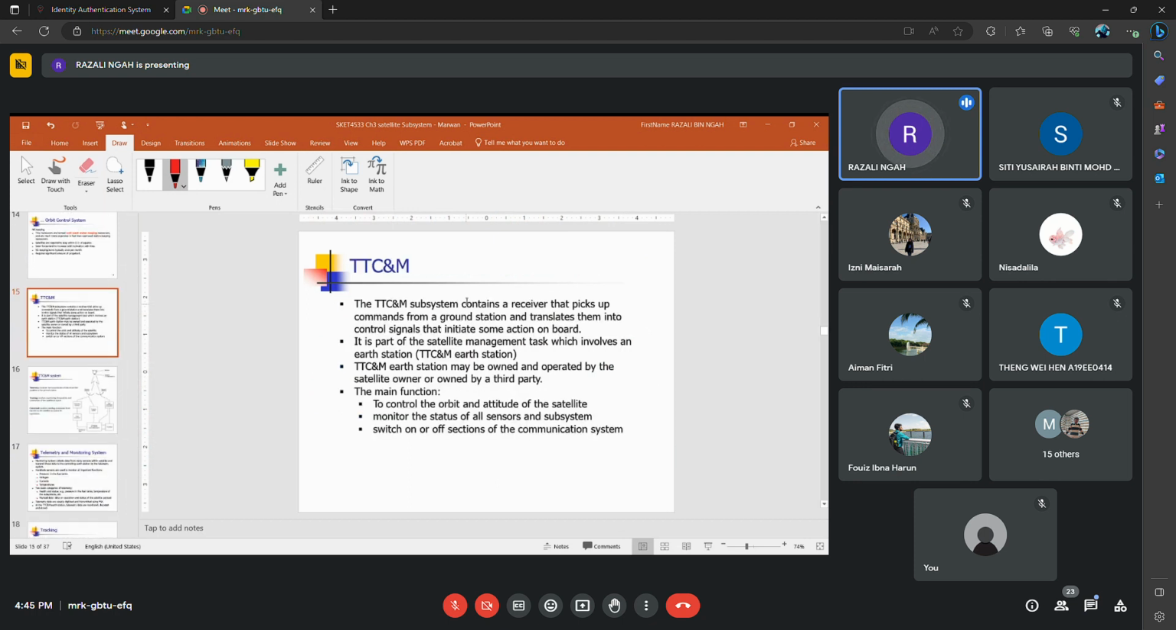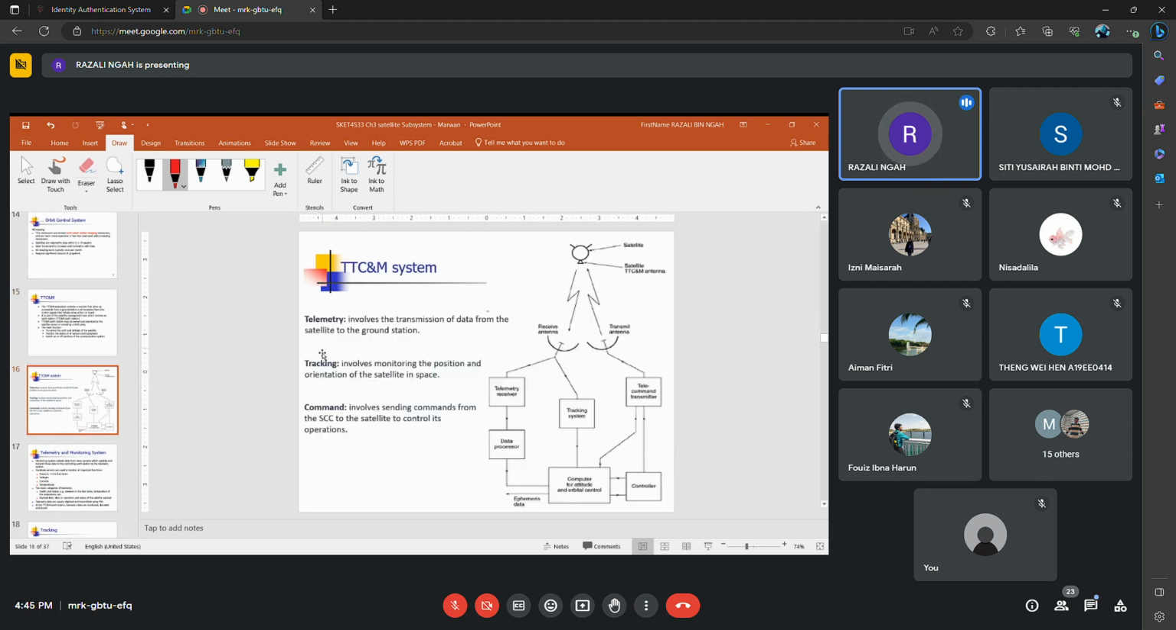Next one, TTC and M. The first two Ts refer to telemetry and tracking, then command. M, monitoring, is actually the same thing, so we normally use TT and C. The first T refers to telemetry, the second T is tracking, and C is command.